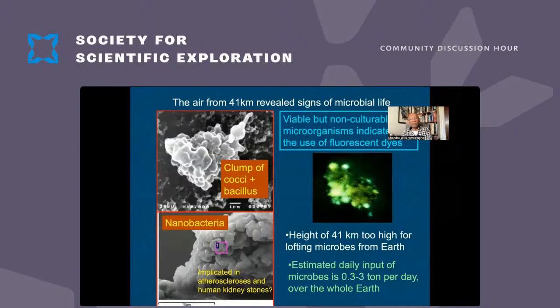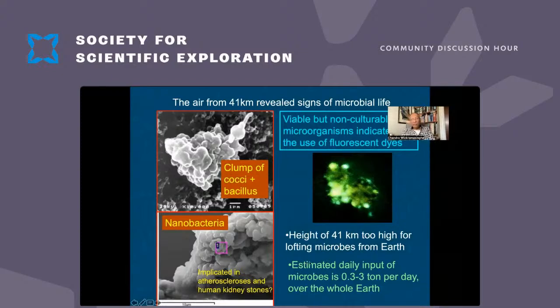We found evidence of bacilli, of nanobacteria, of viruses, and these structures that are fluorescent because they are living. The height of 41 kilometers we reckoned was too high for lofting microbes from the Earth. I mean, there are processes that take microbes from the Earth to the high atmosphere, but to 41 kilometers you don't get very much, except perhaps in times of volcanoes, and there was no volcano at the time.